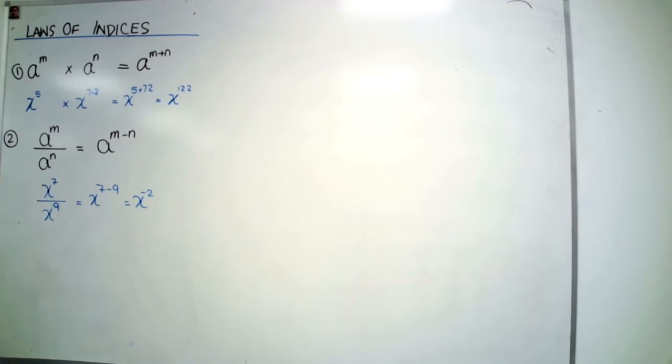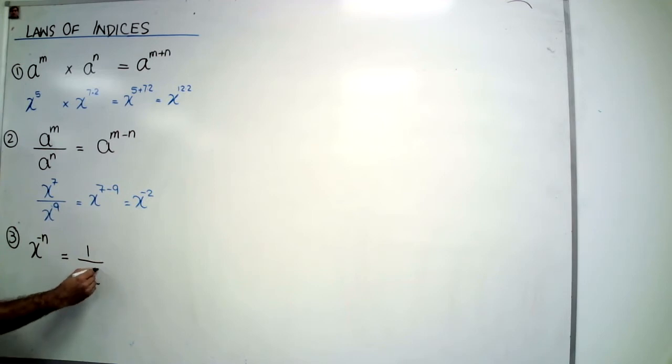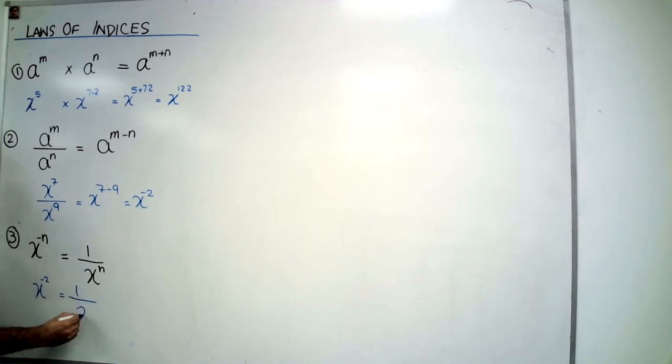The next one. If it's something like x to the power minus n, where n can be any real number, you can write that one as 1 over x to the power n, or positive. For example, here you got x to the minus 2. X to the minus 2 is same as 1 over x squared.